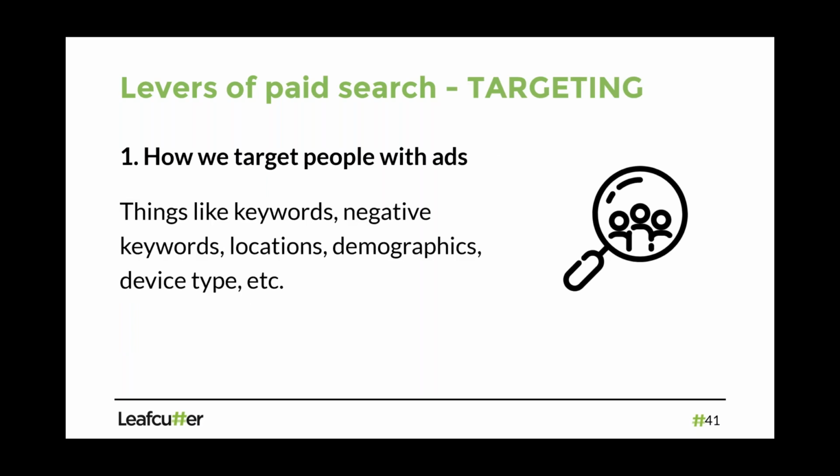So things like the keywords that we choose. When someone does a search, it matches to our keyword, they see the ad. So that's the core targeting we have. That's all about the search intent. We also have negative keywords. A negative keyword is where we stop our ad being shown.